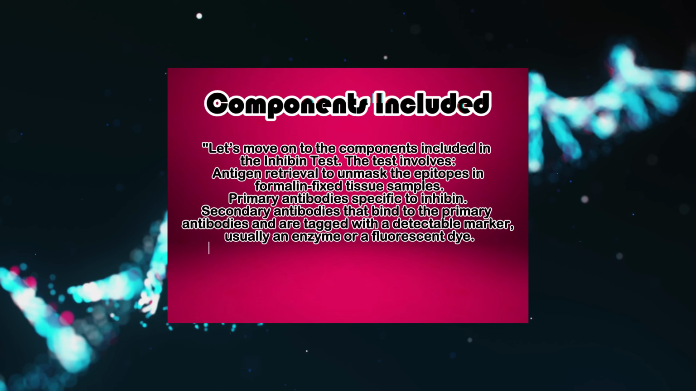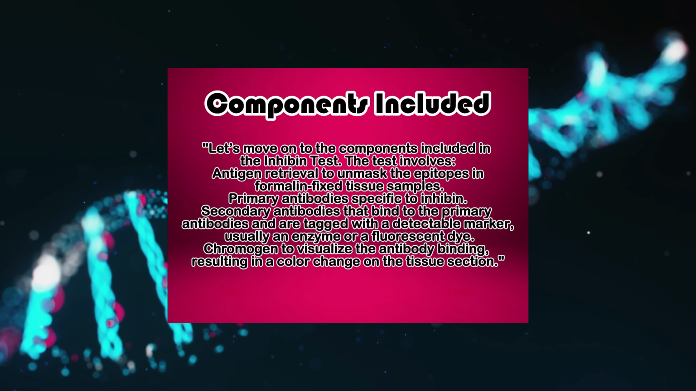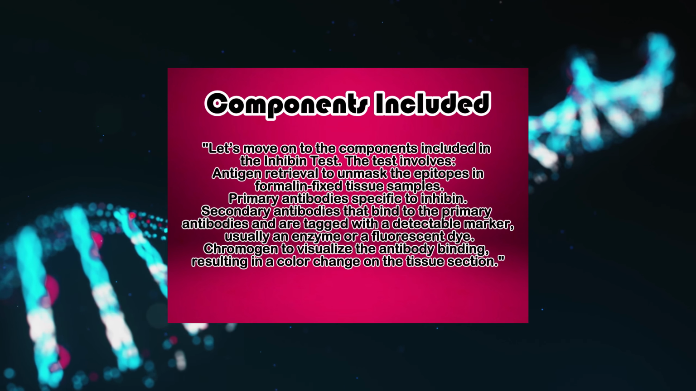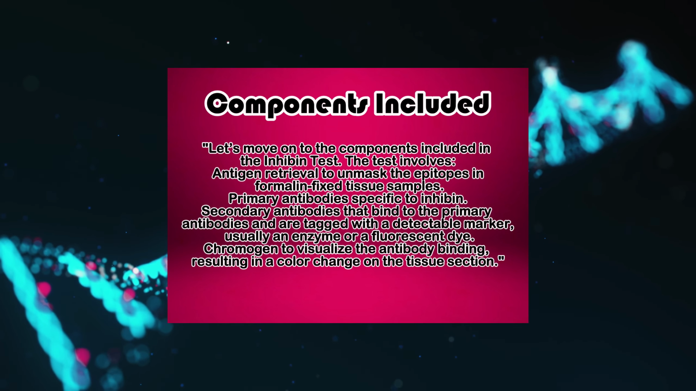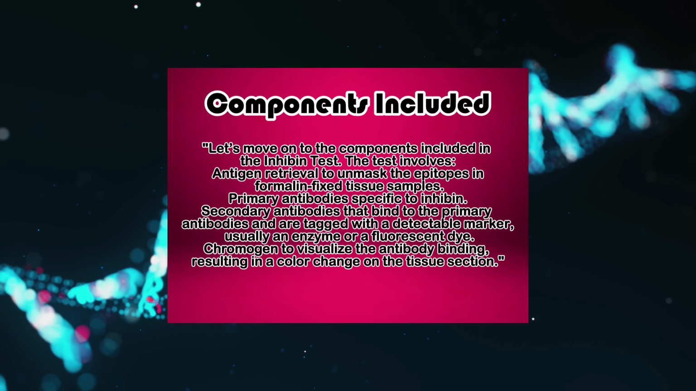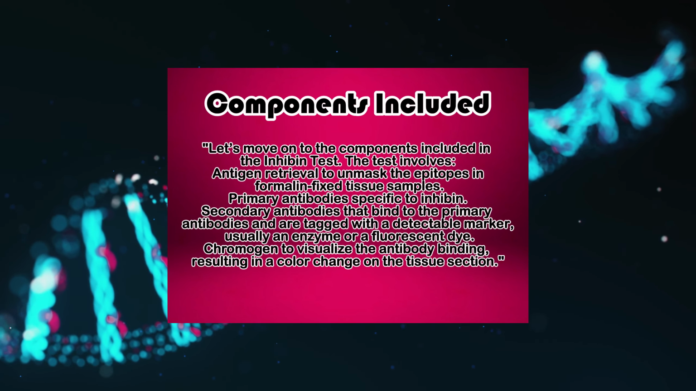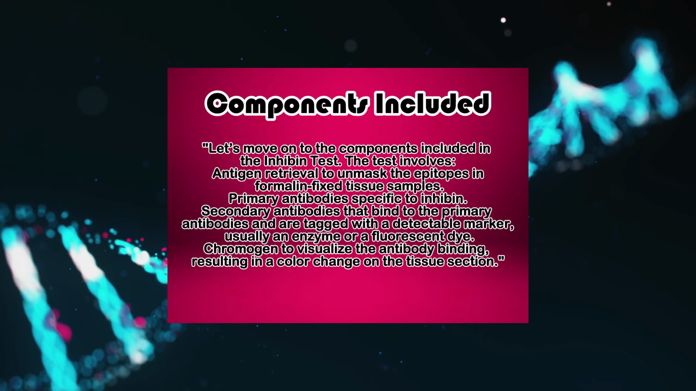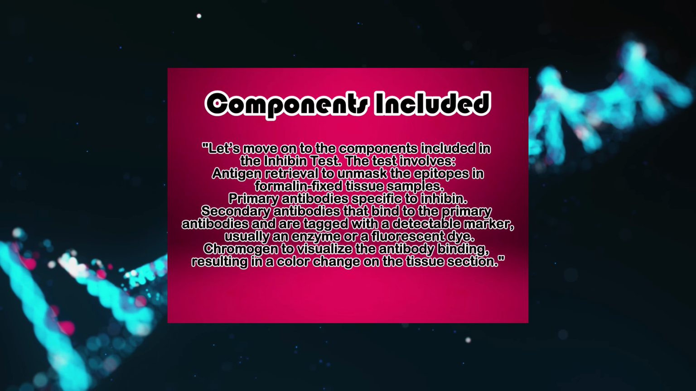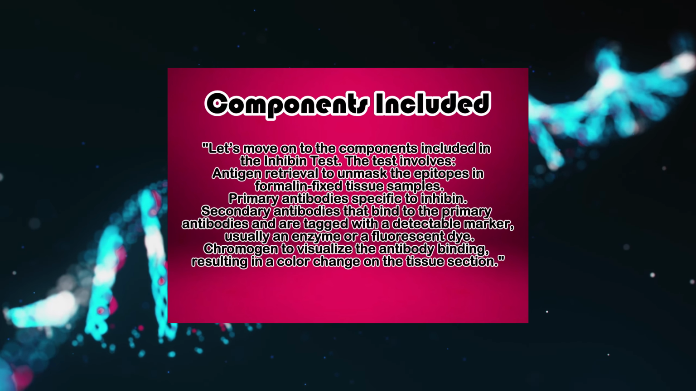Components included in the Inhibin test. Let's move on to the components included in the Inhibin test. The test involves antigen retrieval to unmask the epitopes and formalin-fixed tissue samples, primary antibodies specific to Inhibin, secondary antibodies that bind to the primary antibodies and are tagged with a detectable marker, usually an enzyme or a fluorescent dye, and a chromogen to visualize the antibody binding, resulting in a color change on the tissue section.